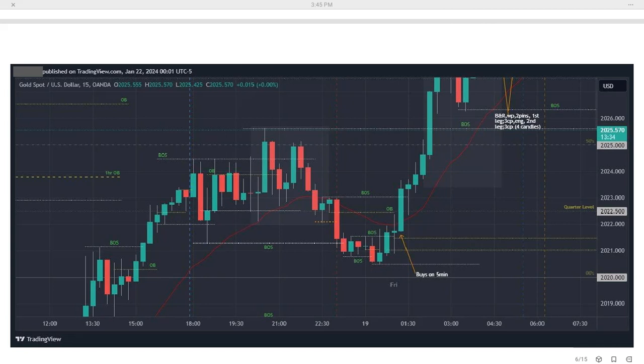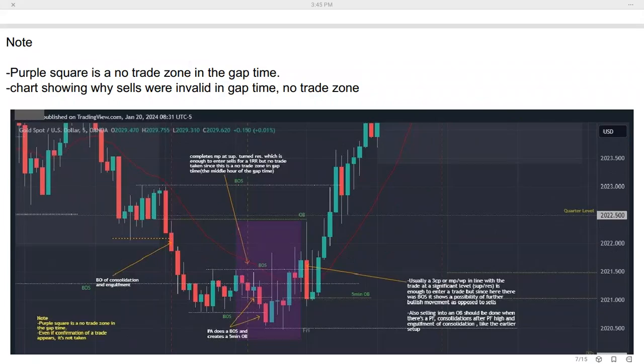So I do have a previous video where I really go into detail as to what I look at to define the swing highs and swing lows, the breakout structures in my charts. Please take the time to go over that video. Now, this is a 5-minute time frame. I'm going to go through it showing why sells were not valid.